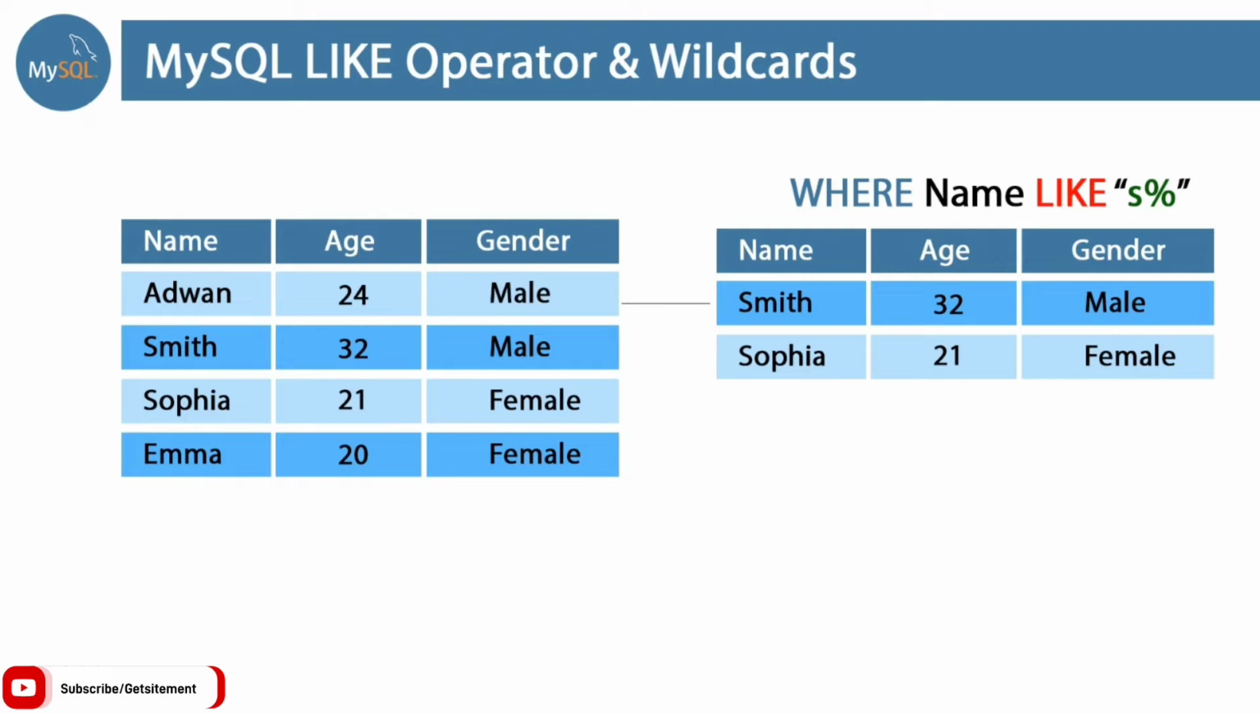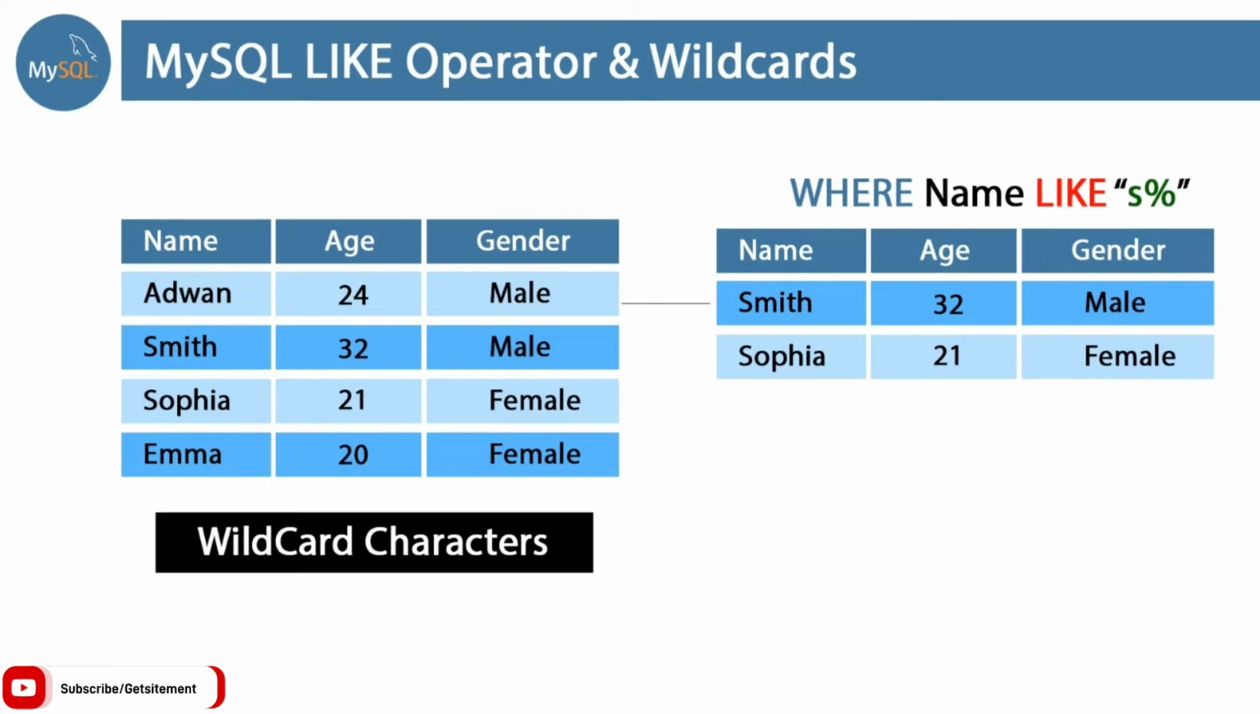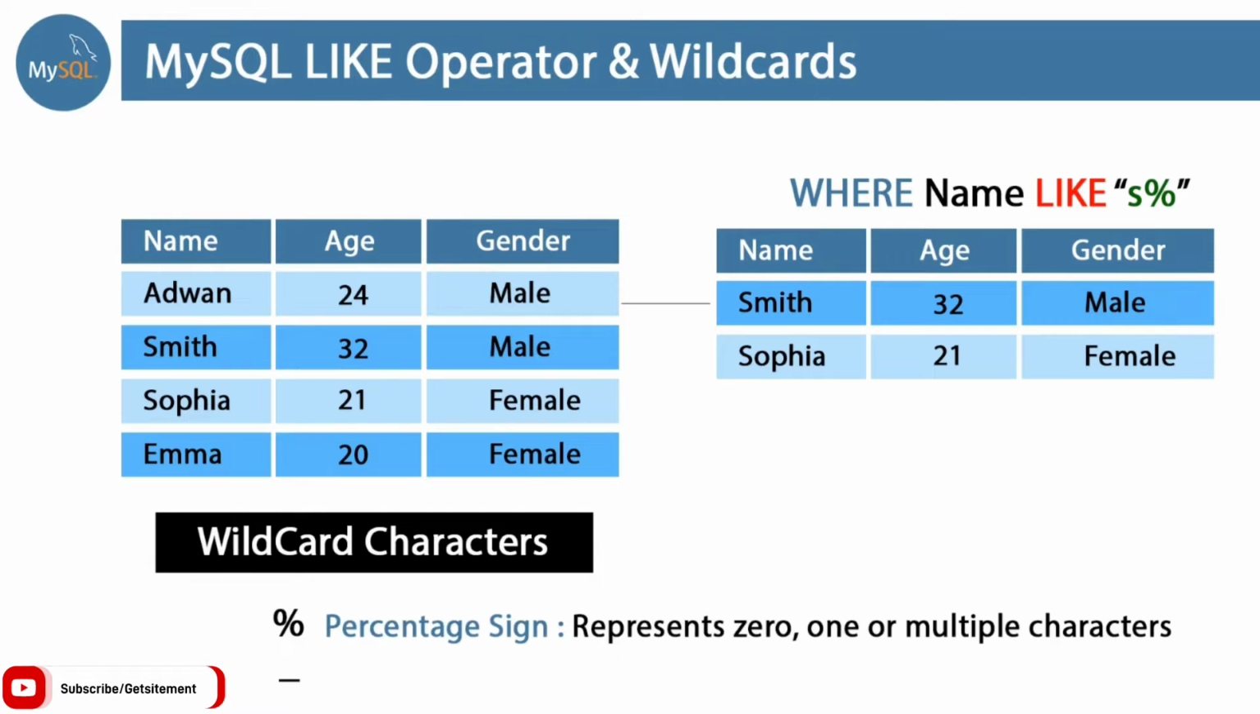Similarly, we have more characters and we call them wildcard characters. Basically we use two characters, percentage and underscore. Percentage represents 0 characters, 1 character or multiple characters, and underscore represents a single character. And I'm going to show you some examples of our patterns.